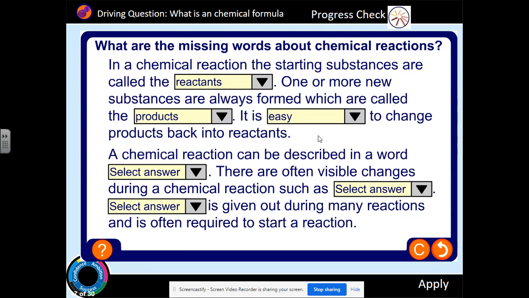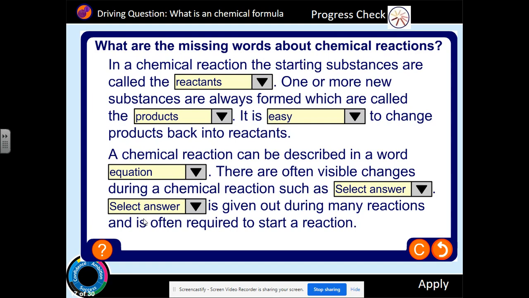Let's see. Second paragraph. A chemical reaction can be described in words, anagram, summary, equation. So a chemical reaction can be described in a word, anagram, summary, or equation. Let's go with the word equation.